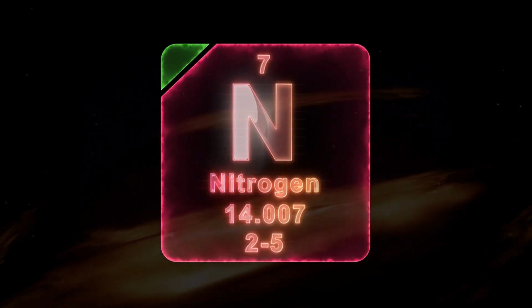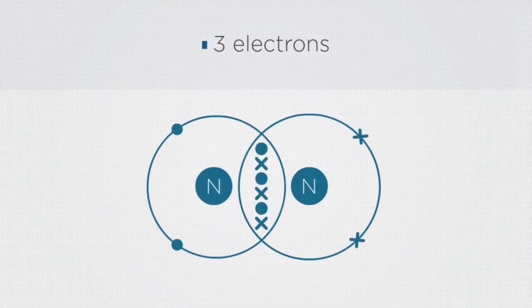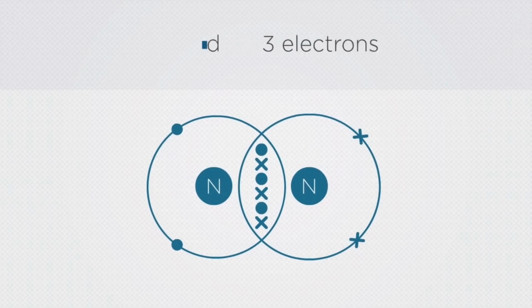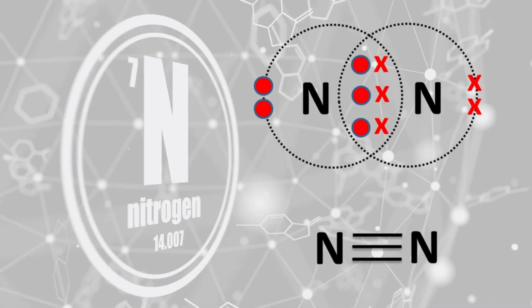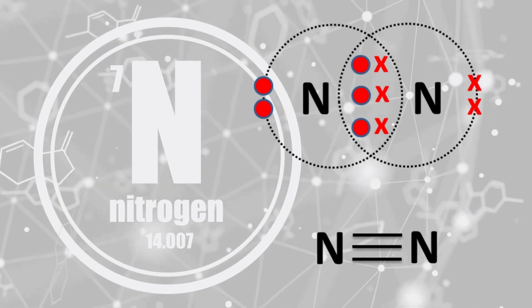In nitrogen, there are 3 shared pairs of electrons in the overlapping orbitals, or a triple bond. Since each nitrogen atom has 5 valence electrons, it needs 3 more electrons to share in order to fulfill the octet rule.